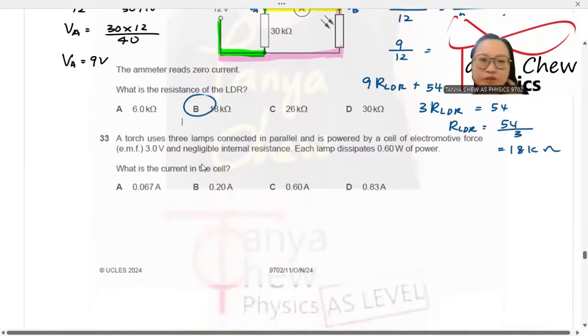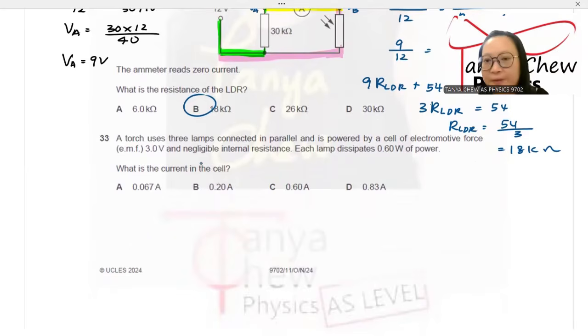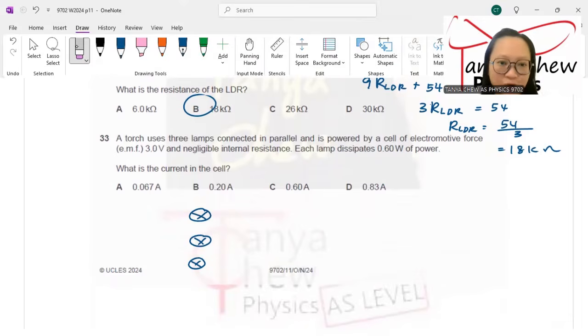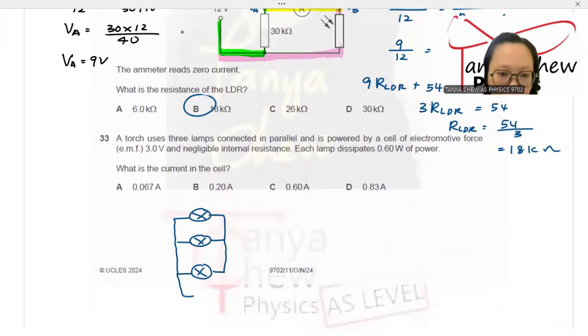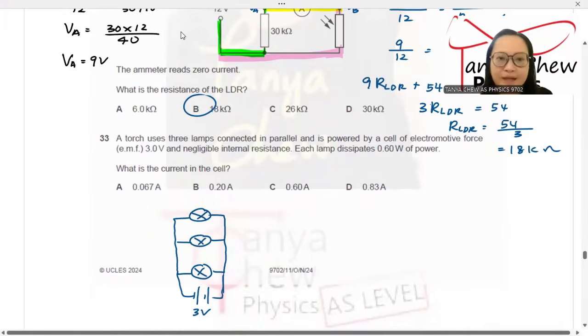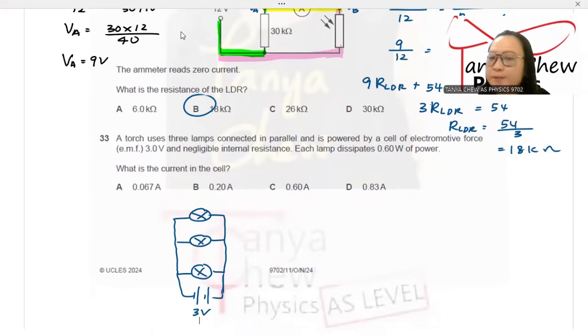Number 33, a torch uses 3 lamps connected in parallel and powered by a cell of electromotive force 3 volt. Okay, so I draw 3 lamps, the same size. Negligible internal resistance. Each lamp dissipates 0.6 watt of power. What is the current in the cell?